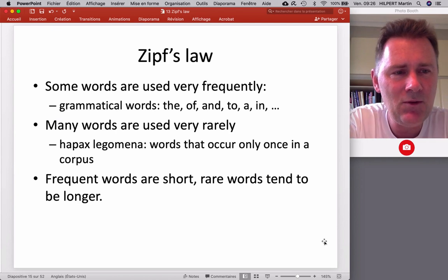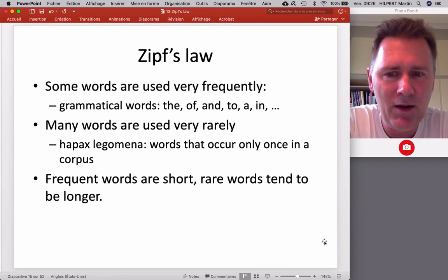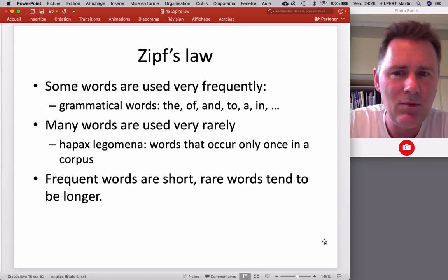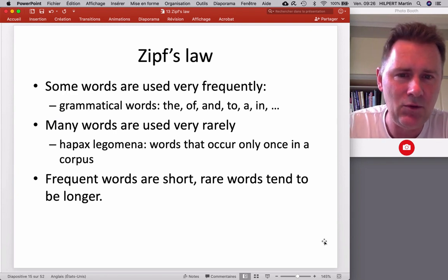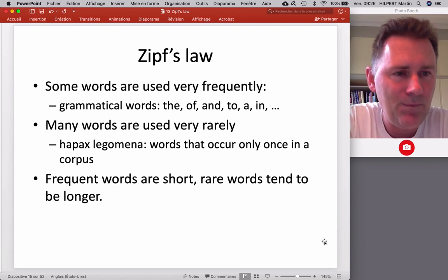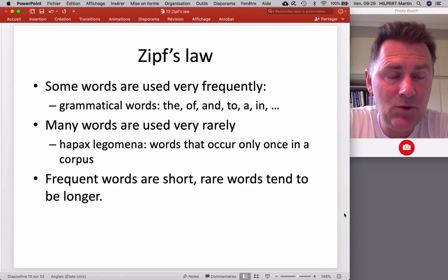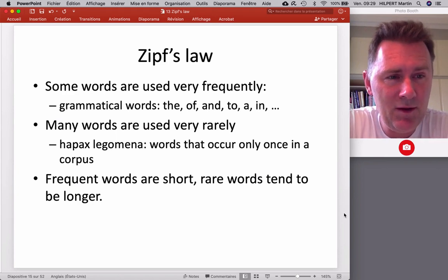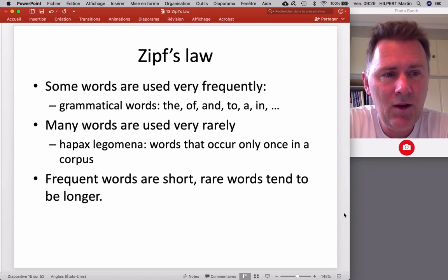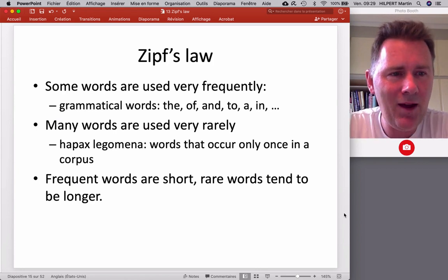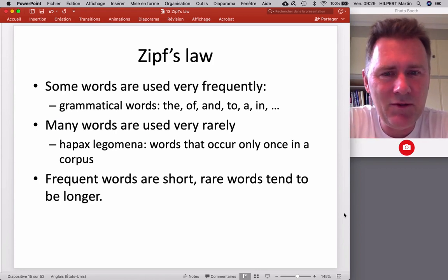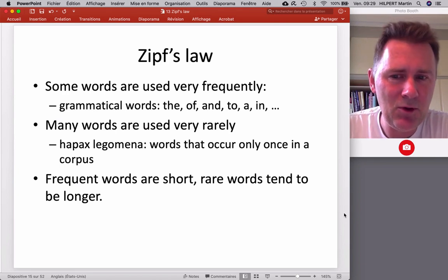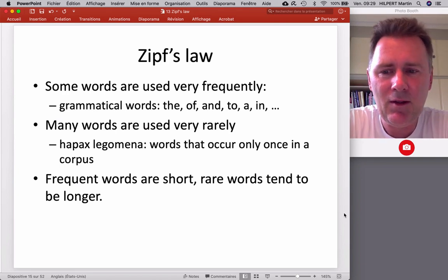There's another aspect of Zipf's law that I want to mention, namely frequent words tend to be short, okay? If you look at the, of, and, to, a, in, they are all monosyllabic. Several of them have just one letter. And even though letters are not a perfectly reliable indicator of how long a word is, it does tell us something: we have words here that are very, very short. Okay, so frequent words are short, rare words tend to be longer.